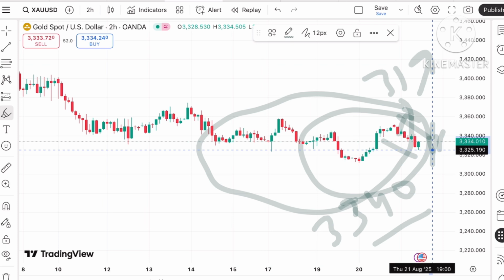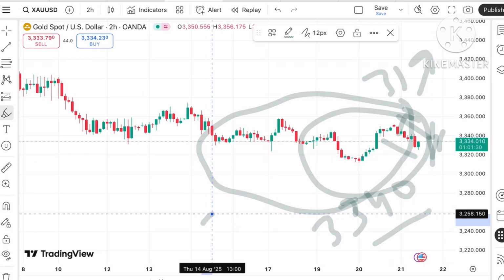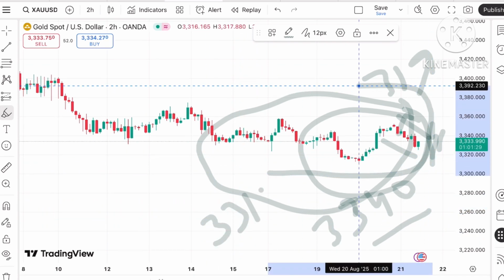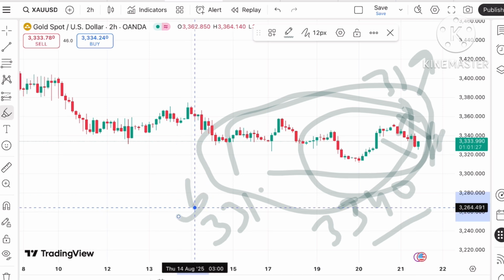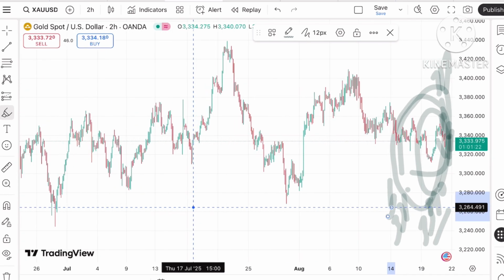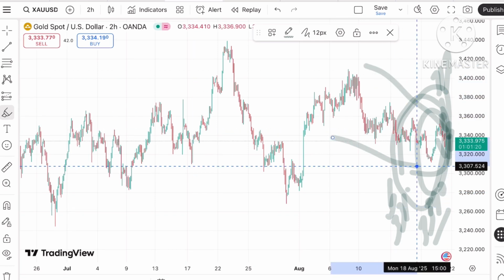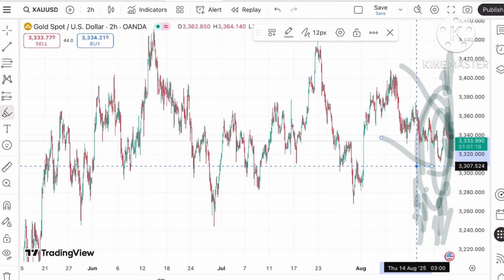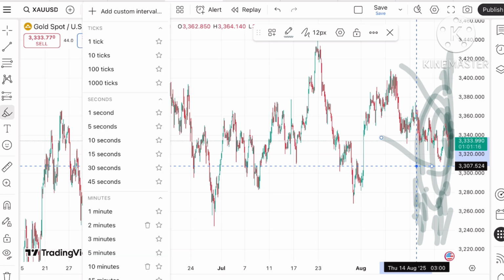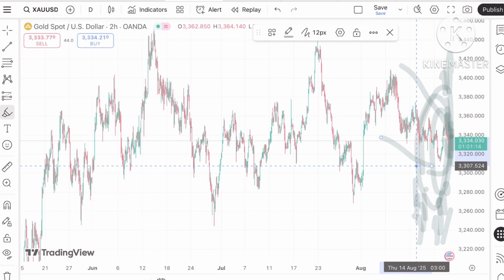But if it starts falling below 3325, with a probability of moving below 3317, then there will be a zone breakout, so further downfall we can see. Okay, because there is an overall downside trend. On the 2 hour chart also we can see there can be a probability that a further downfall can be seen. So let's see how the daily chart is moving.